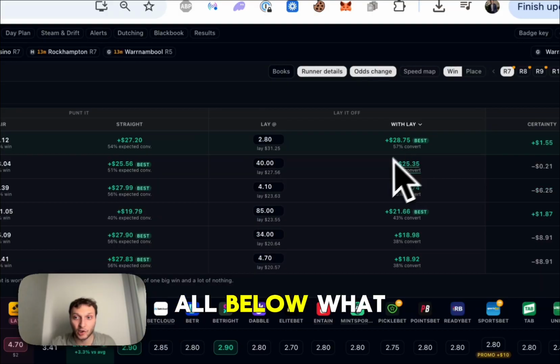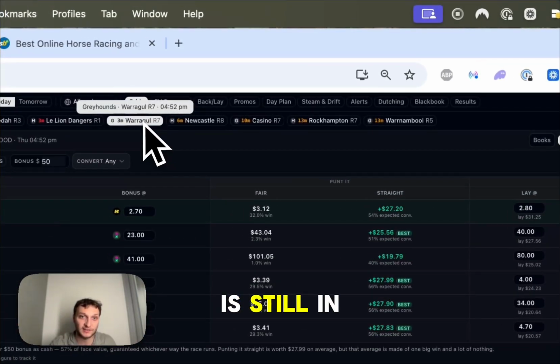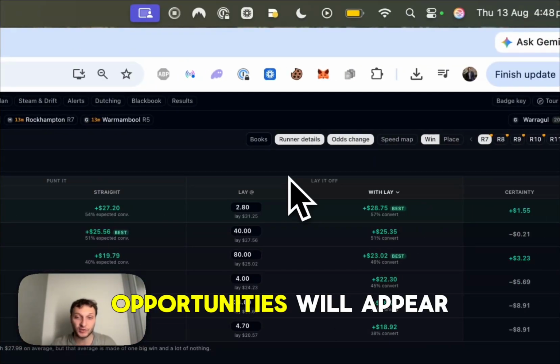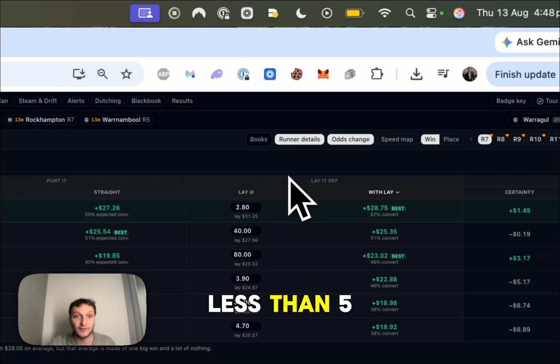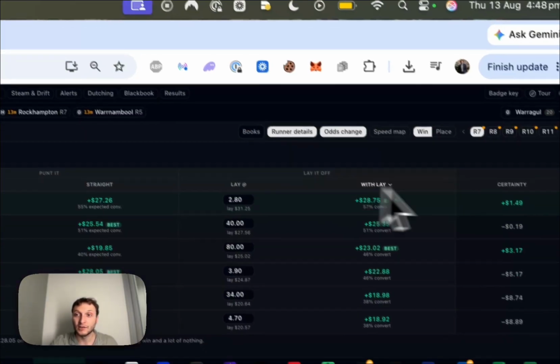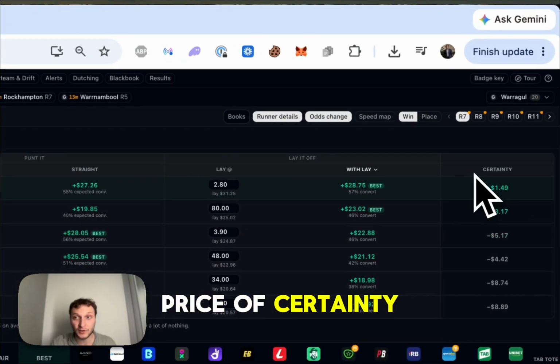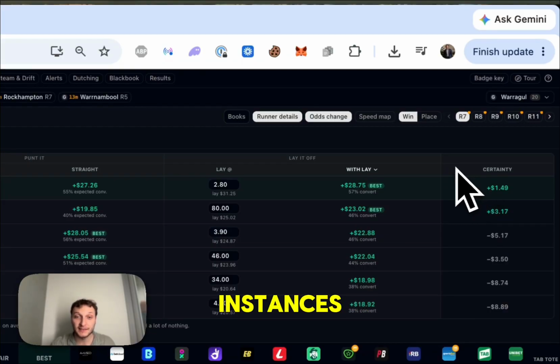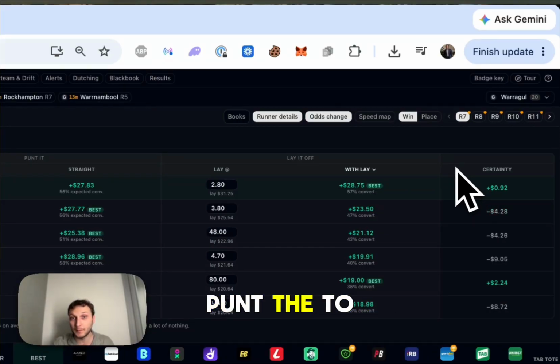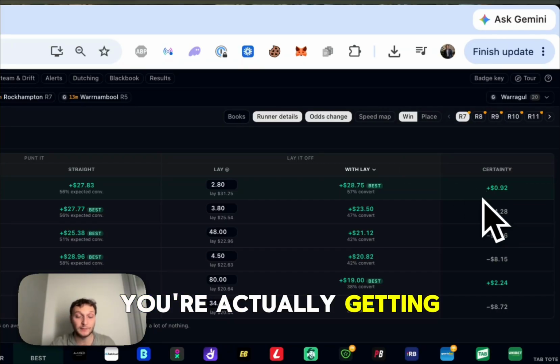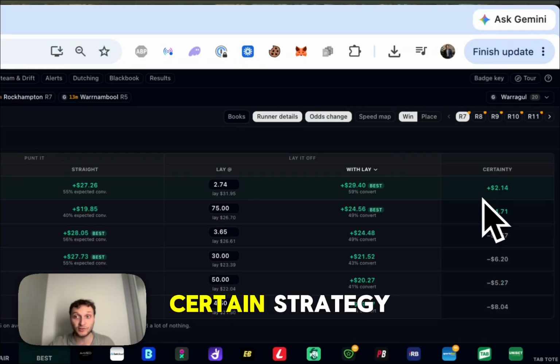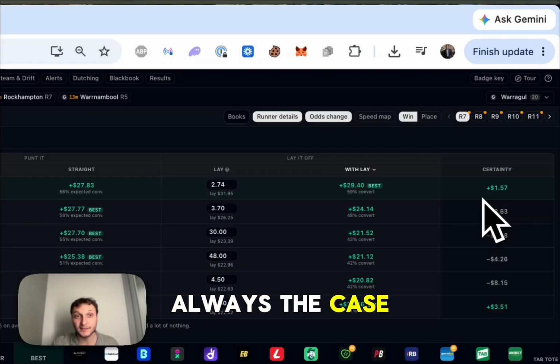Now you can see these are all below what we would recommend, and this is because the race is still in a little while. Most of these opportunities will appear within less than 5 minutes of the race starting. We've also shown you what the price of certainty is. Now in most instances, it's actually a better strategy to punt the bonus bet. But as you can see in this first example, you're actually getting more edge if you play the certain strategy, but that's not always the case.